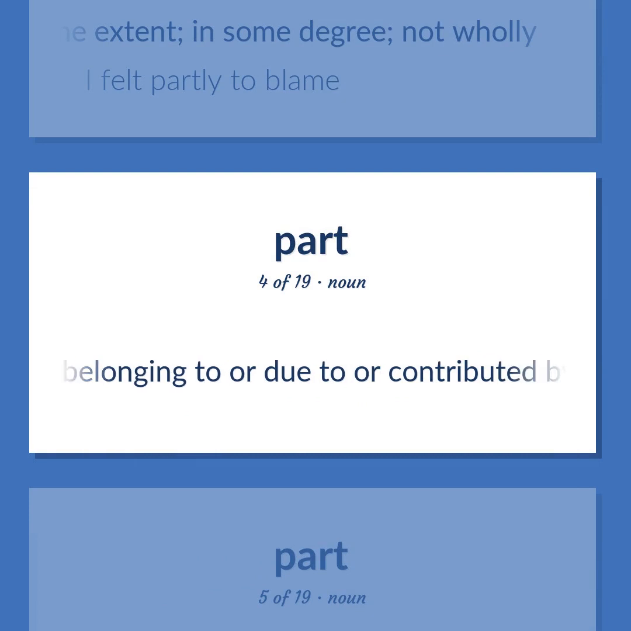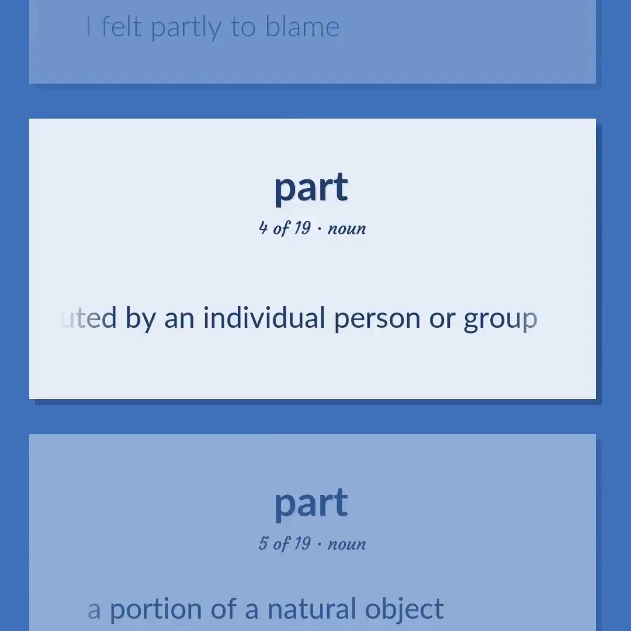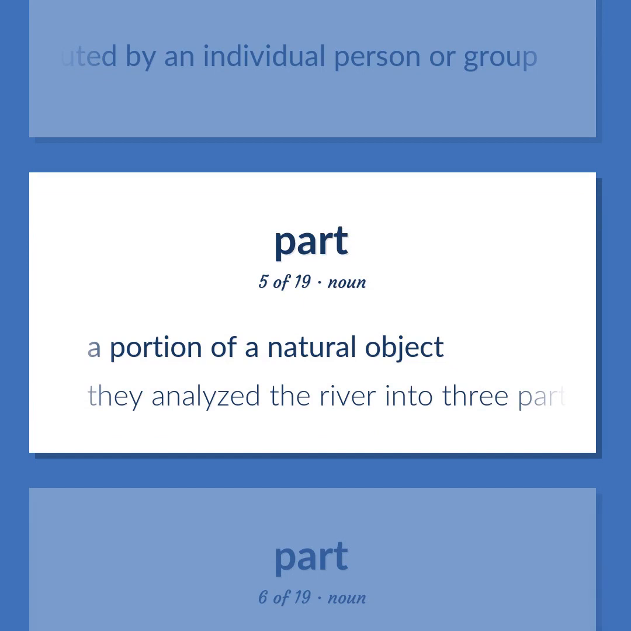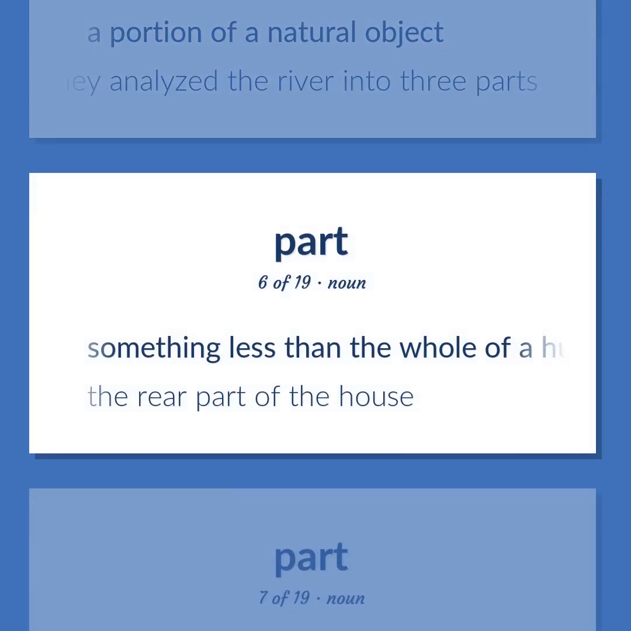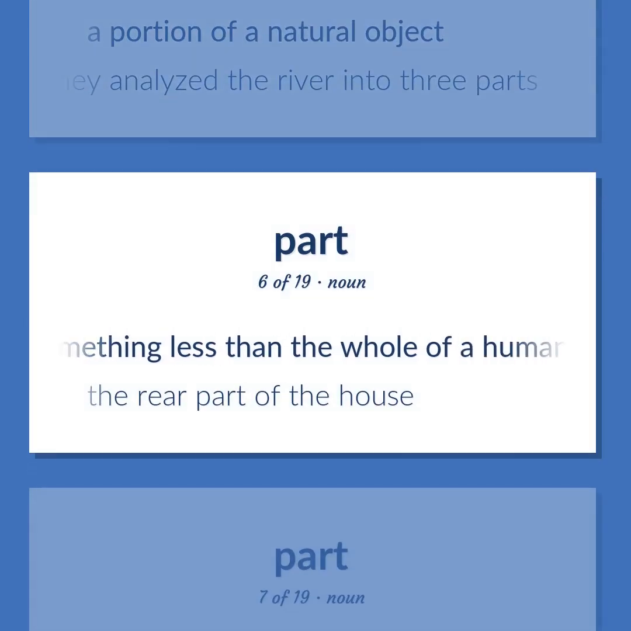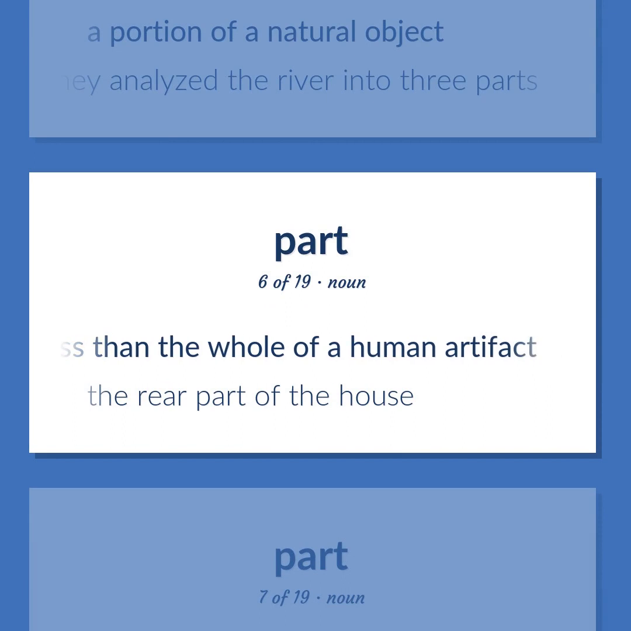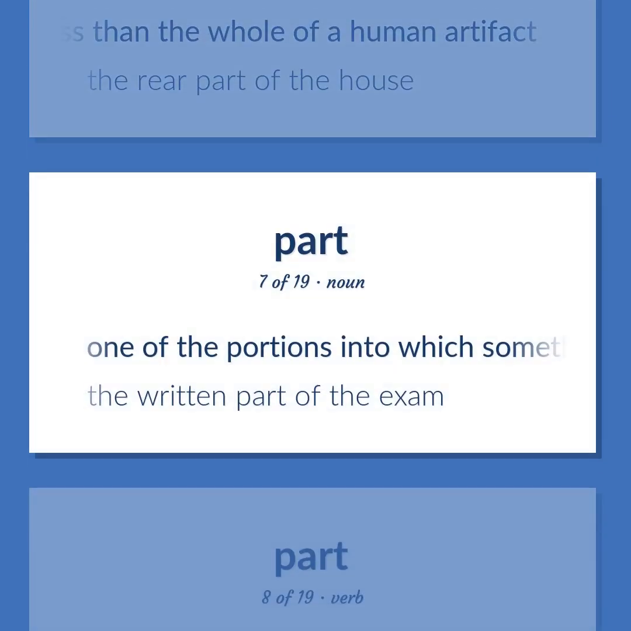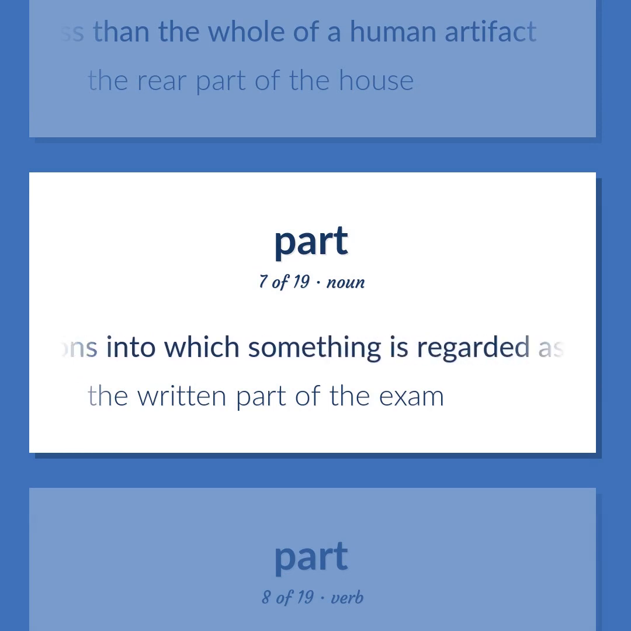Assets belonging to or due to or contributed by an individual person or group. A portion of a natural object. They analyzed the river into 3 parts. Something less than the whole of a human artifact. The rear part of the house. One of the portions into which something is regarded as divided and which together constitute a whole. The written part of the exam.